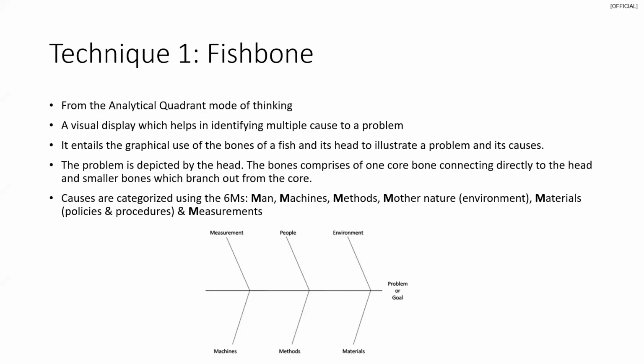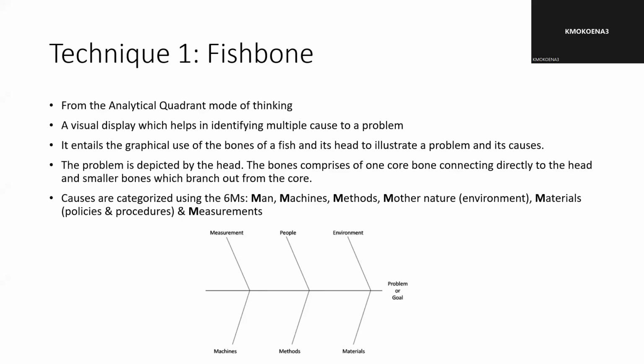So yeah, one of the techniques that I was given is the fishbone technique, coming from the analytical quadrant mode of thinking. Essentially, it is a visual display which is intended to help the team in identifying the multiple causes to a problem. And it entails using a graphical illustration of literally the bones of a fish and its head to illustrate the problem and its causes.